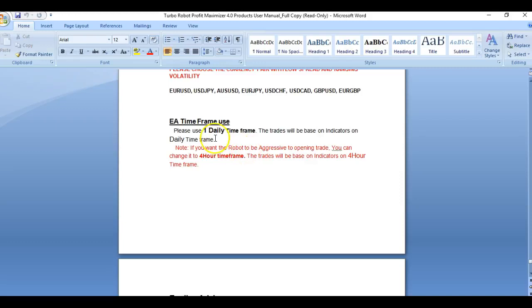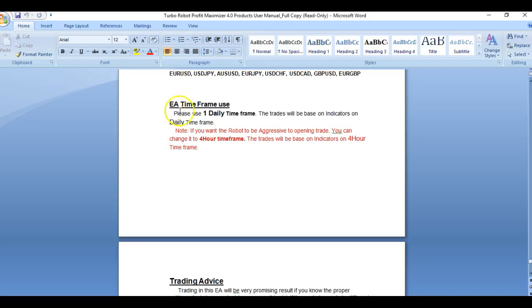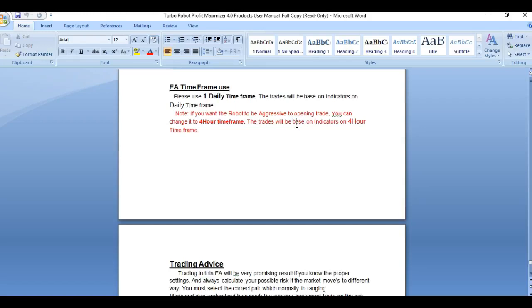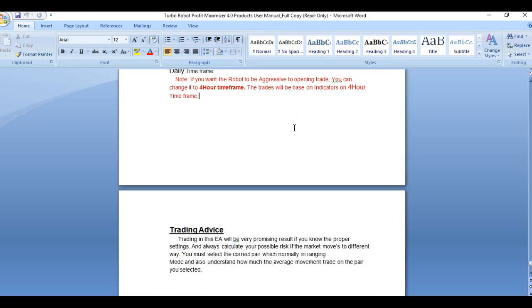So the time frame for this EA or robot, you should use the daily time frame. All right. The reason why daily is because we are using our indicators. We have a few types of indicators, and wherever the indicators show us that the market should open, the robot will open based on the market and based on what the indicators show. All right. We have a few indicators in total, and later I will show you the indicators.